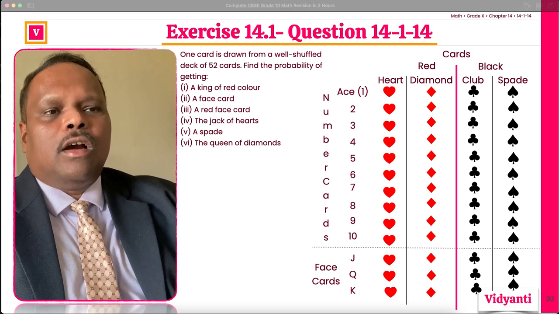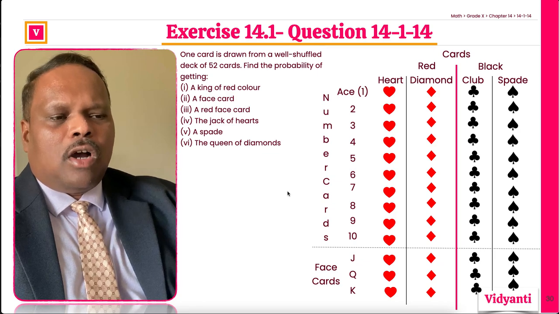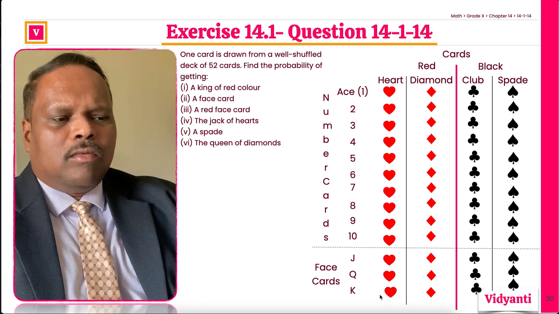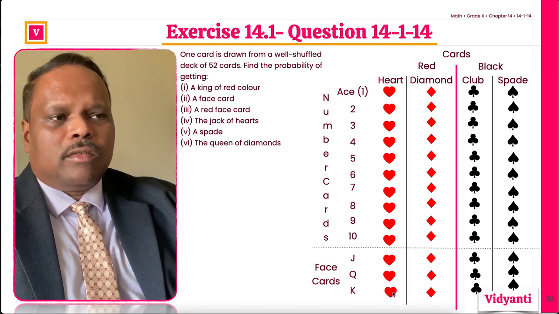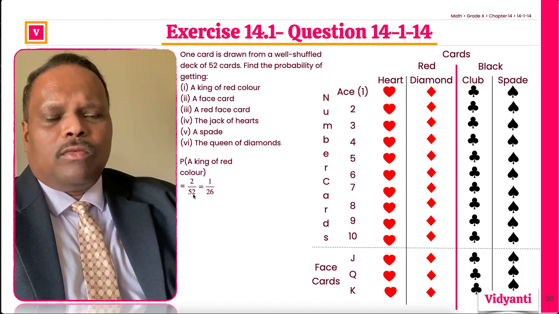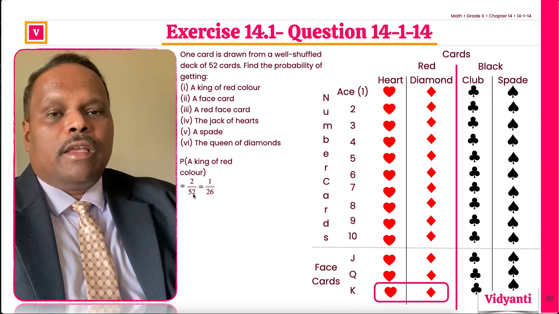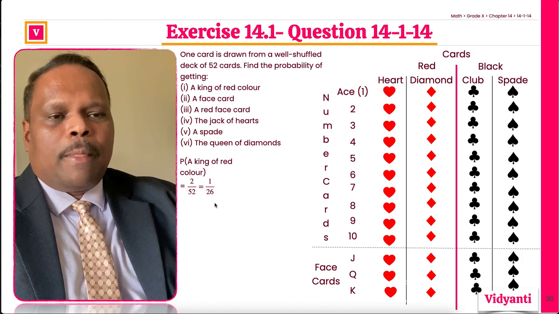Here, king of red color. Now red color, and they want king. So how many red kings are there? Well, we have one king from the heart, and we have one king from the diamond. Both are actually red. So a king of red color is 2 ways we can get this thing out of 52. There are 2 red kings out of 52. So on simplification it becomes 1 by 26.